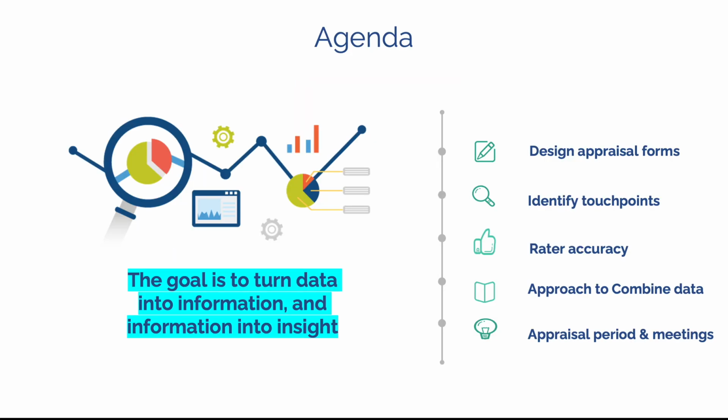So here's our agenda in terms of chapter 6. We're going to talk about how to design an appraisal form, talk about the different touch points of who might provide this data for the appraisal forms. We're going to talk about rater accuracy and why individuals may or may not accurately rate other people. And then there are two different approaches to combining data. So if we consider all the information we get from the appraisal forms as data, then we can go about combining that data in different ways. And then lastly, the appraisal period and meetings.